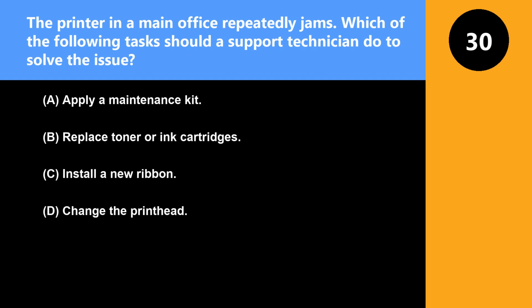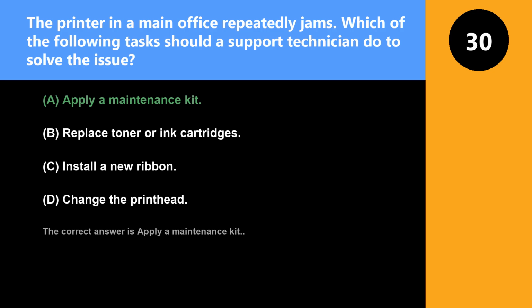Question 30. The printer in a main office repeatedly jams. Which of the following tasks should a support technician do to solve the issue? Option A, apply a maintenance kit. Option B, replace toner or ink cartridges. Option C, install a new ribbon. Option D, change the print head. The correct answer is option A, apply a maintenance kit.